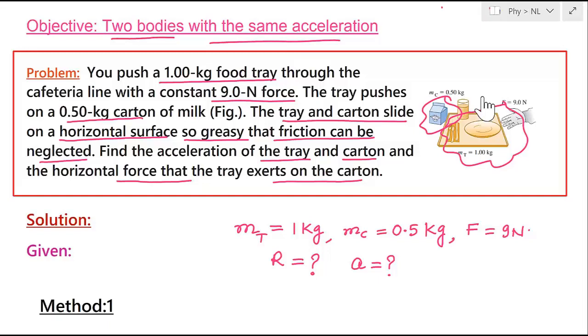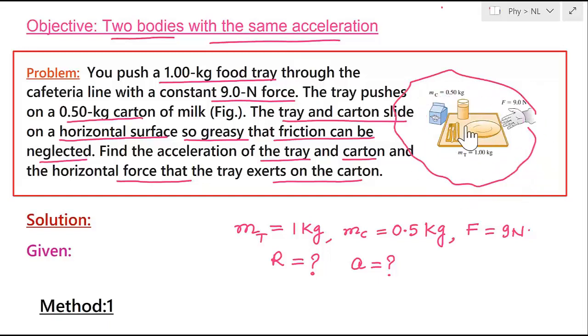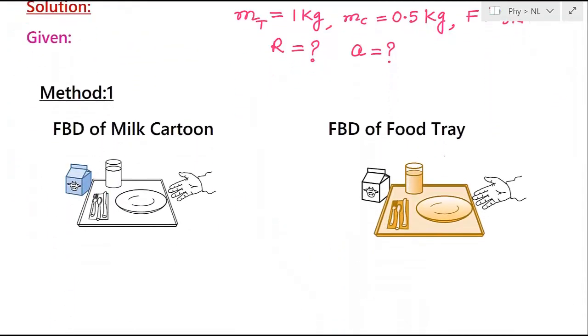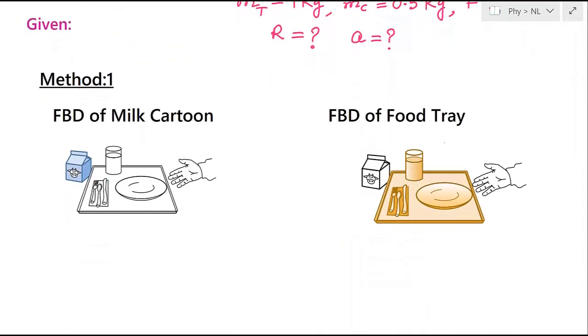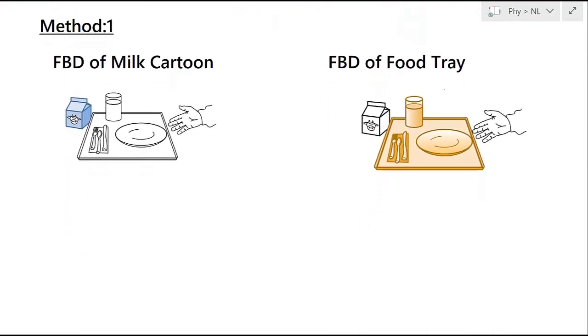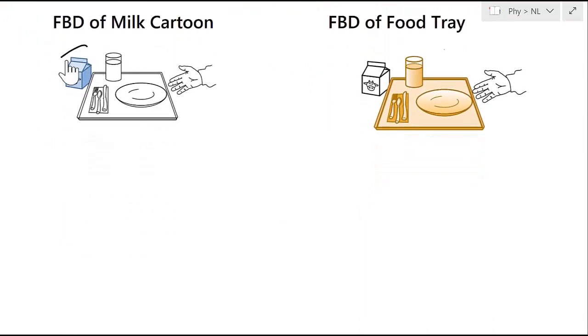One method is to separately consider each object and write Newton's second law. In the other method, you consider a composite object, a system containing both objects. We will illustrate this example using both methods, and both will result in the same answer. So let us use the first method to solve this problem. In this method, we will separately consider the cartoon, and then separately consider the food tray.